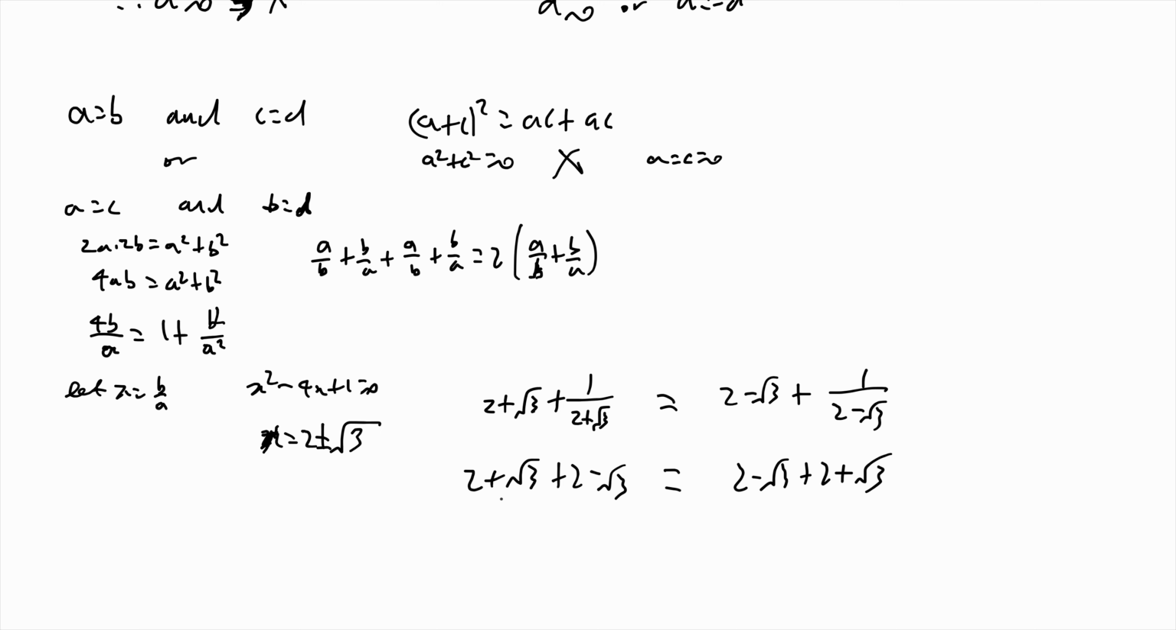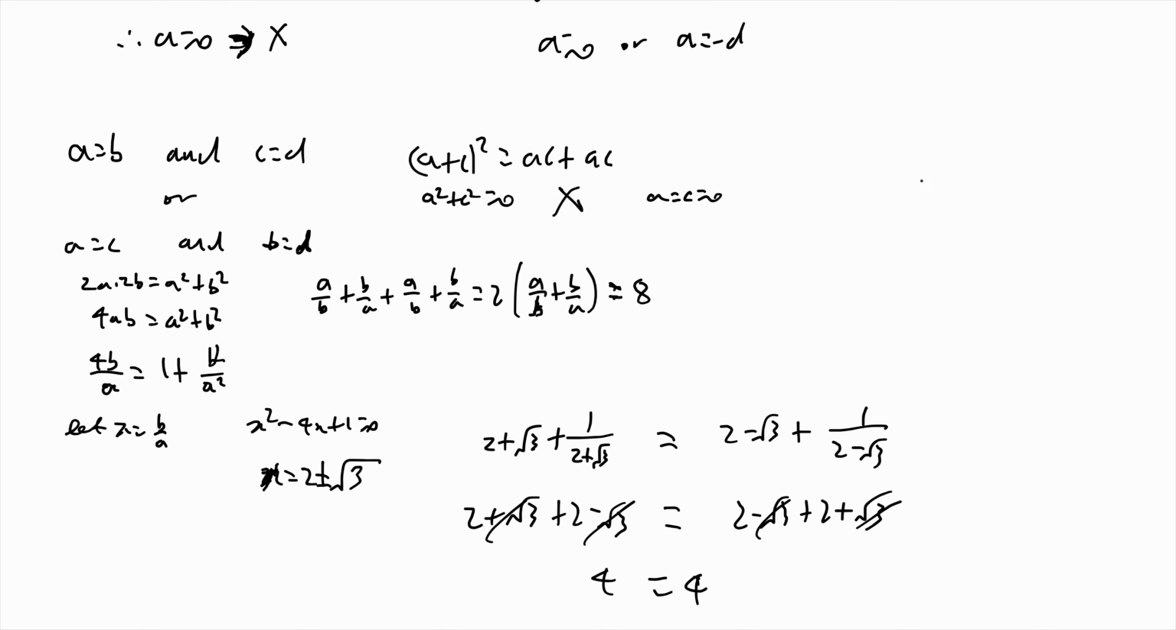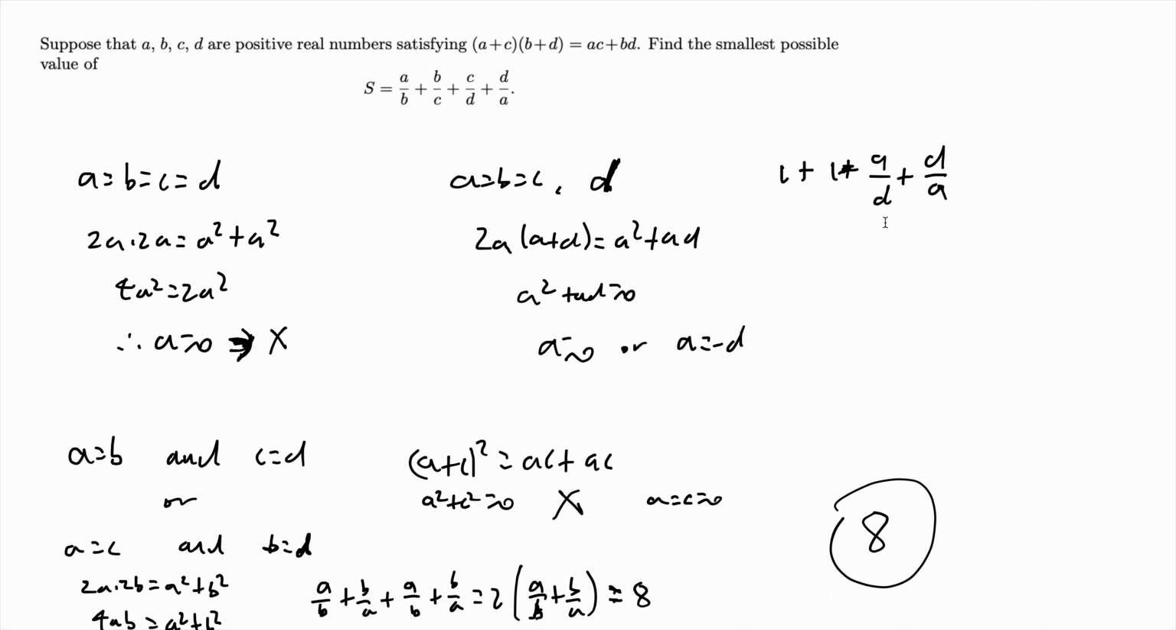So both of them are 4, so this thing should be 4, and we have 8 here. So our minimum is assumed to be 8. And that turned out to be a correct answer, and yeah, that was my solution.